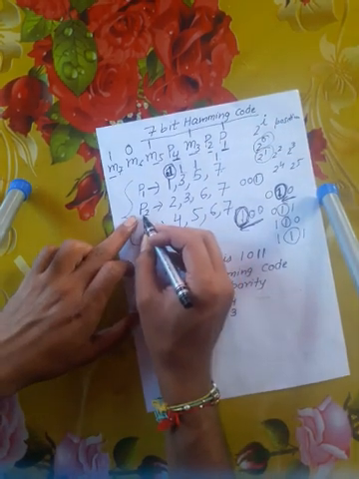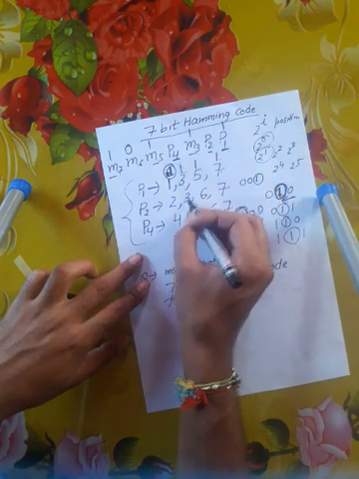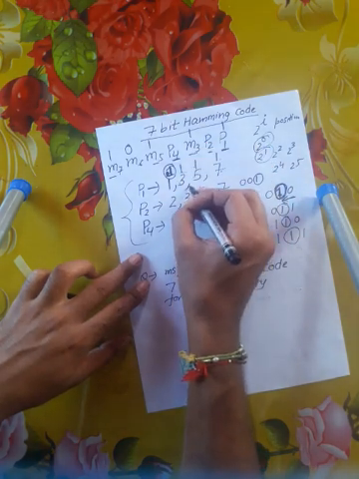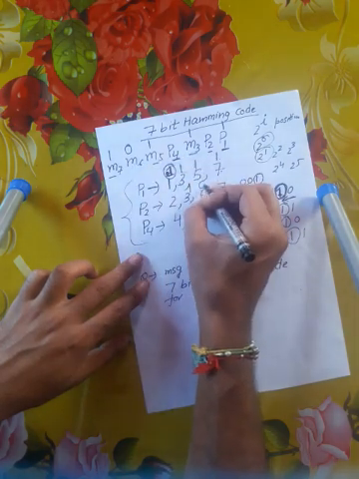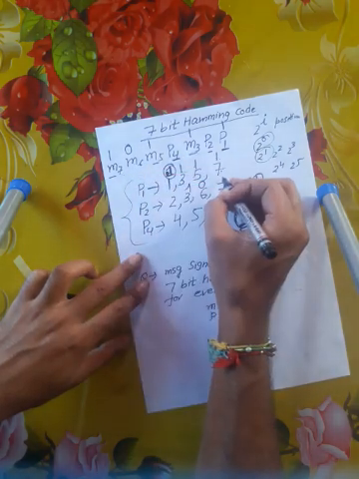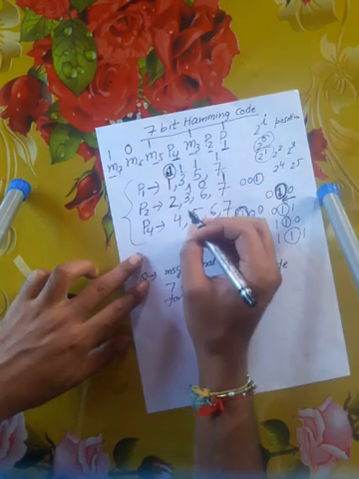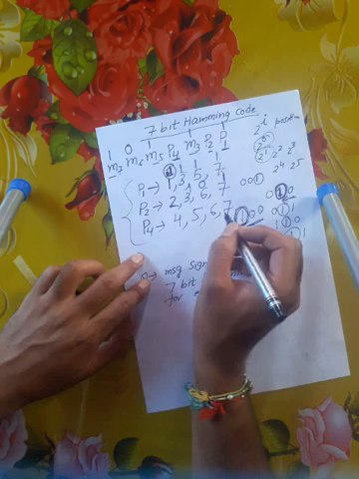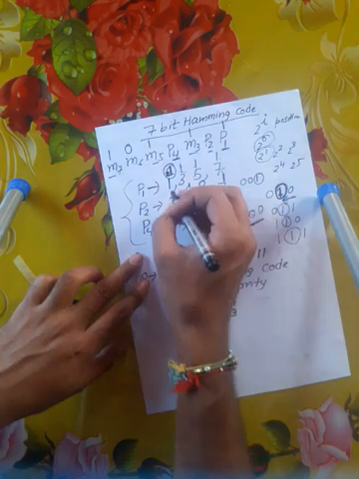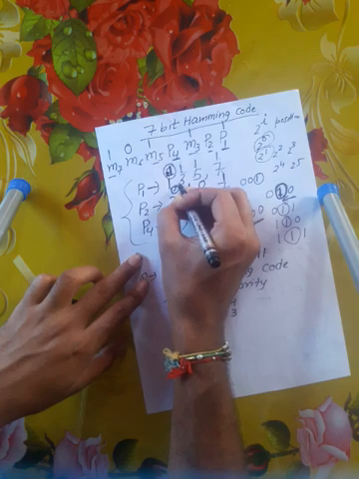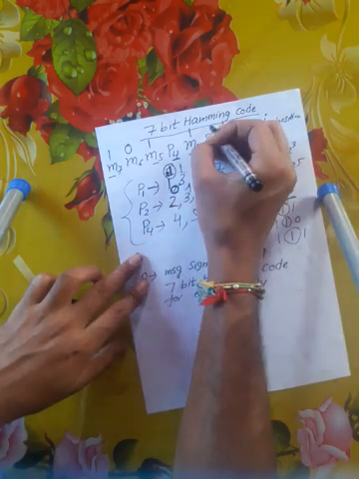For P2, just write down 3. What is the value of M3? 1. Then 6. What is the value? 0. What is the value of 7? 1. Now what should be the value of P2 to make even parity, meaning the total number of ones is even? It must be 0. So P2 is 0.